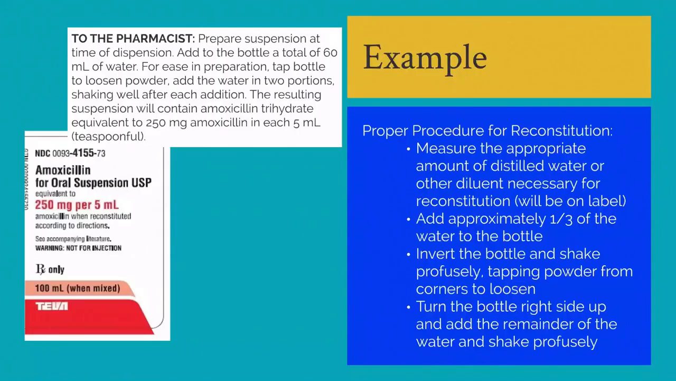Invert the bottle and shake profusely, tapping powder from corners to loosen. So with that 20 mLs in, you're going to shake it and try to tap all of the powder out of the corners just to get it nice and loose. Then you're going to turn the bottle right side up and add the remainder of the water and shake profusely. So after you've loosened all the powder with that 20 mLs inside, you go ahead and add the other 40 milliliters, shake it really profusely until it's nice and uniform, and then you're done.